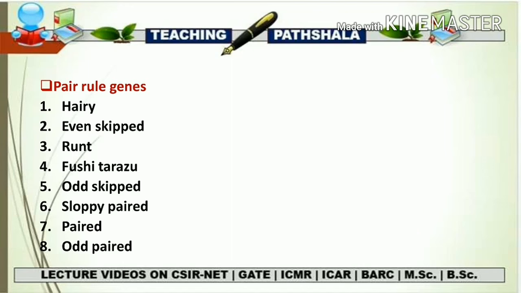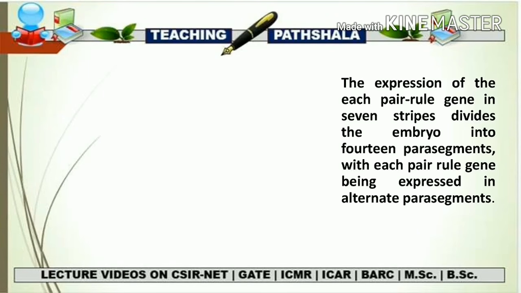So somehow your concept of pair rule genes should be clear, what they actually are. If you don't want to remember everything, it's totally fine, but you should have a concept of what pair rule genes are and what they do, because they follow a sequential event. You can't skip any of these genes. So just remember the names of these genes and the basics of what they are actually doing.